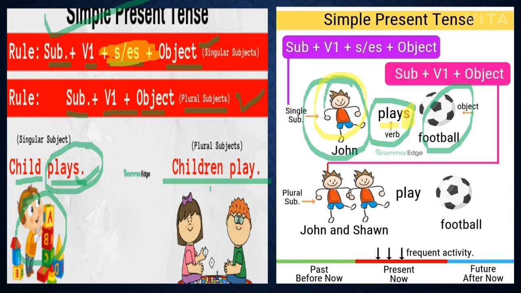Now let's see the second example, John and Sean. Now here students, two subjects are there, na? John and Sean. So I'm talking about two subjects. It means plural subjects. Fine. So with plural subject, we have to use only the first form of the verb. Now here with play, I have not used S or ES. Clear? So you have to keep these things in mind. In simple present tense, we always use the first form of the verb, but with singular subjects, we use S or ES, and with plural subjects, we only use the first form of the verb, that is V1.